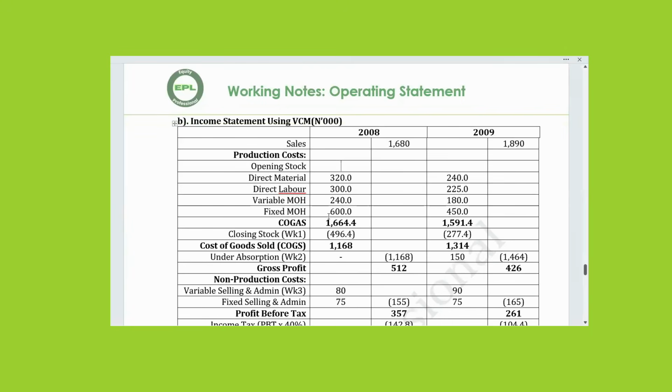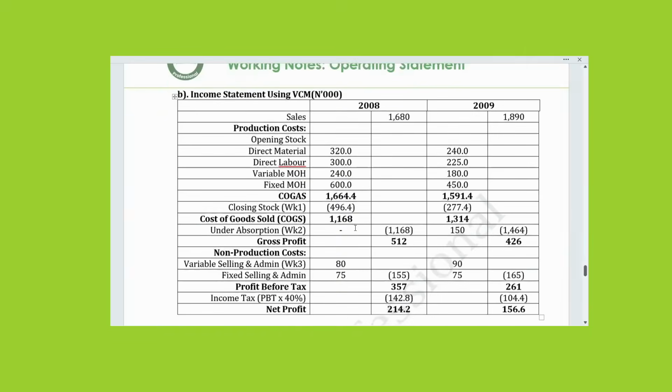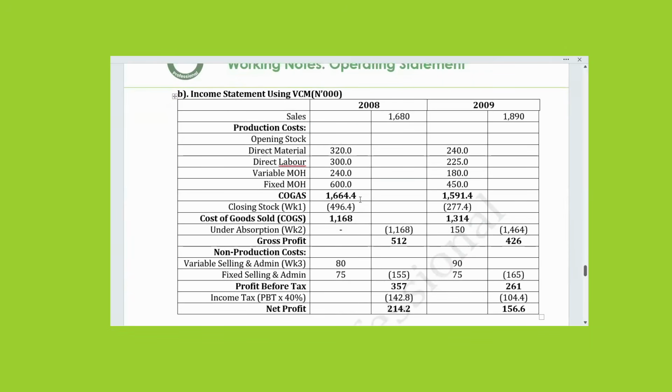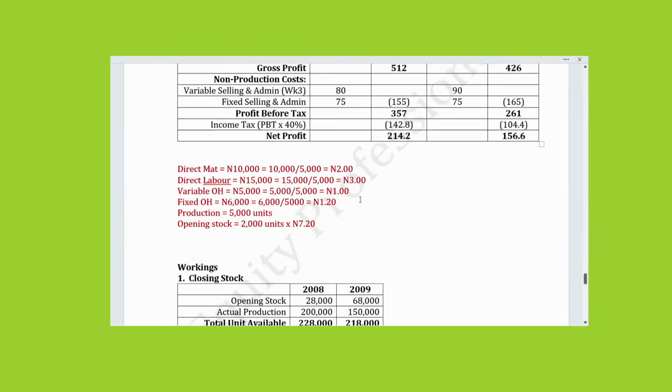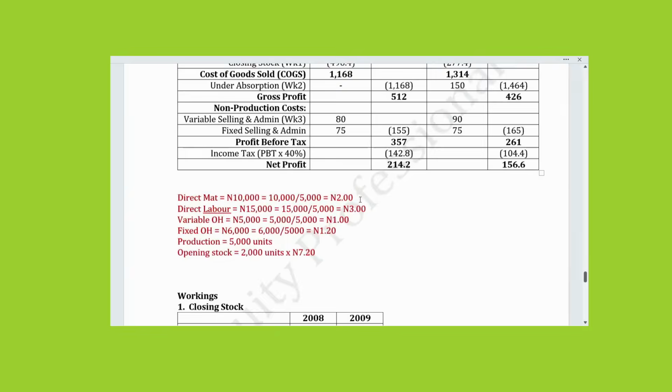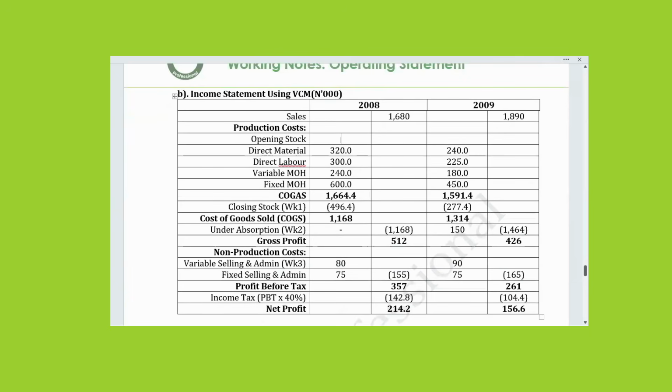Now, Festus, remember, we said that under variable costing method, opening and closing stocks are valued at total variable cost per unit. And according to the question, total variable cost per unit is 4 naira 30 kobo. Therefore, 4 naira 30 kobo multiplied by opening stock of 28,000 units. What do you have? 120,400. 120.4. That's the opening stock.